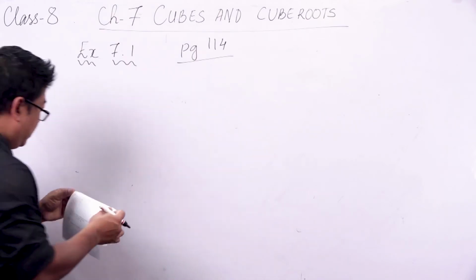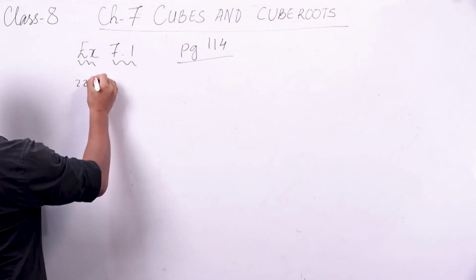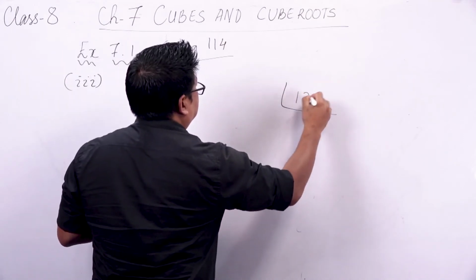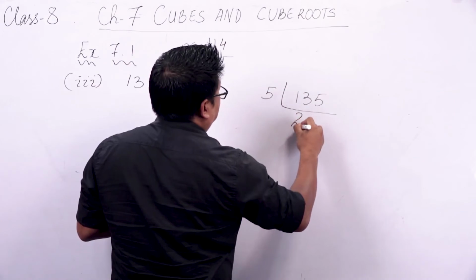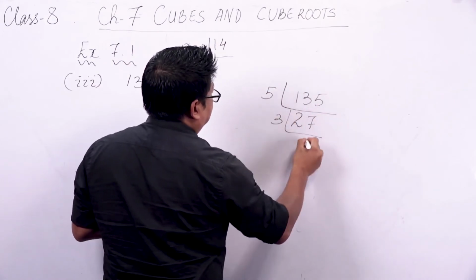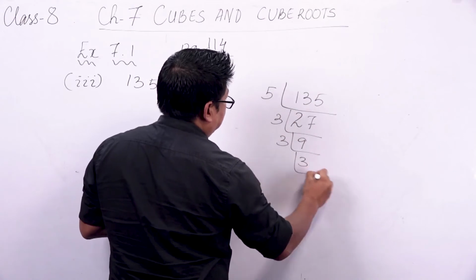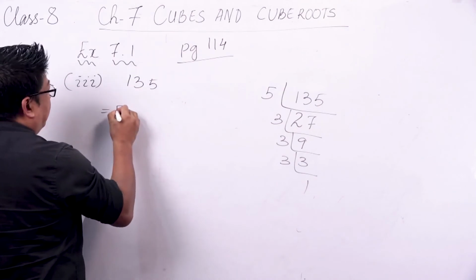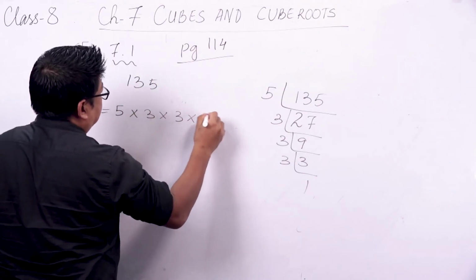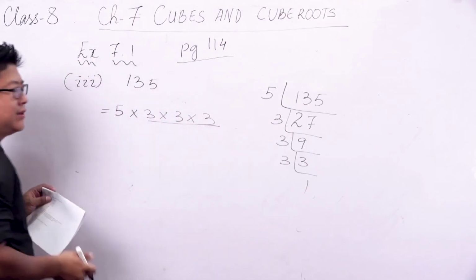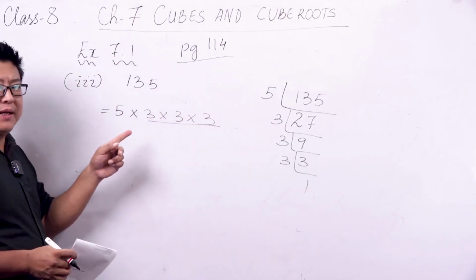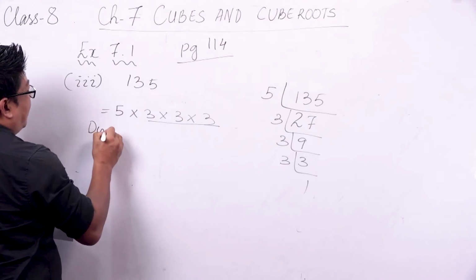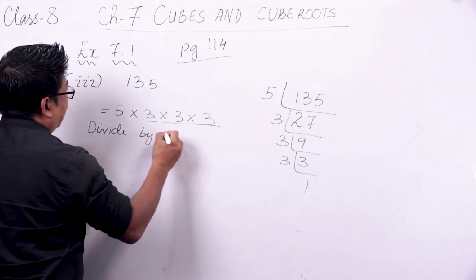One more example. Let's do the next question. 135. So 135, let's start with 5. 5 into 27, 3 into 9, 3 into 3, 3 into 1. So we have 5 into 3 into 3 into 3. Here we have 3 as one group of triplets. 5 is the extra number here, extra factor. So we will divide it by 5.